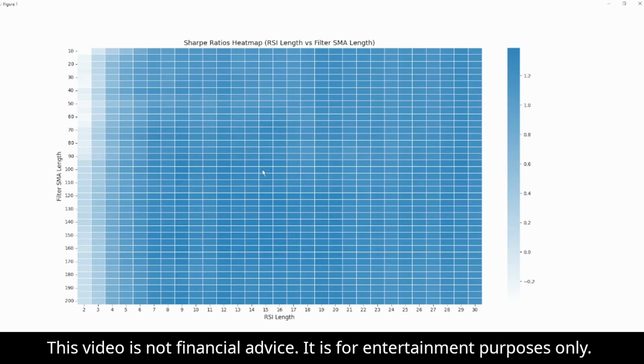Let's go to the 4 hourly, where you can see that the Sharpe ratios are very good, usually above 1 also. The whole map is blue here, so we could obviously choose a length for the RSI between maybe 5 and 28 or even 30, and about any filter length for the simple moving average. So let's look at the return multiplier. It will help us decide.